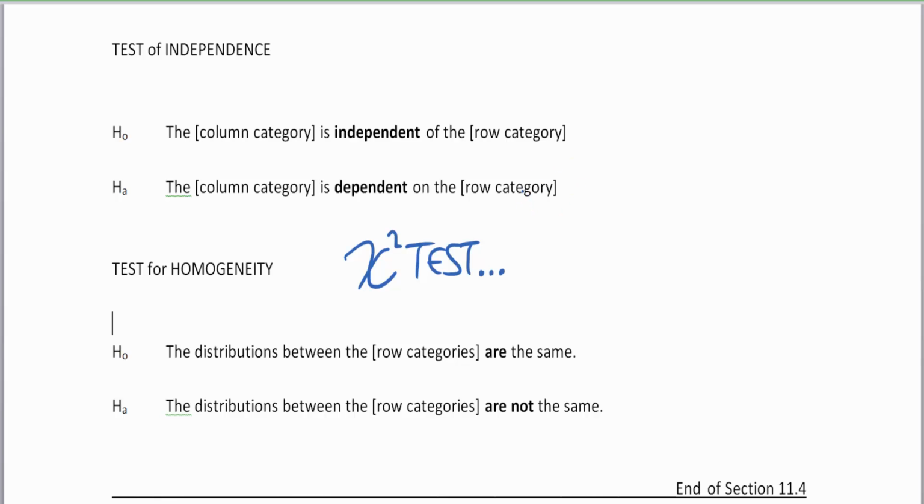and the alternative would be the column category is dependent on the row category. Most of the time, your rows will not necessarily be 2. You may have more than 2 rows, but for the test for homogeneity, your row number has to be equal to 2. If it's not equal to 2, you can't really test the two groups there.